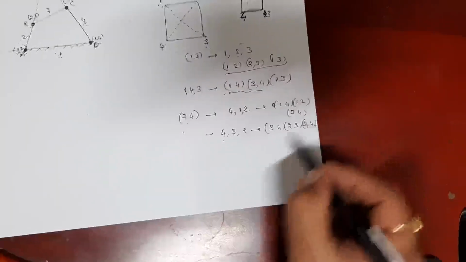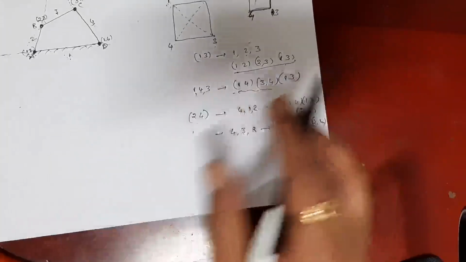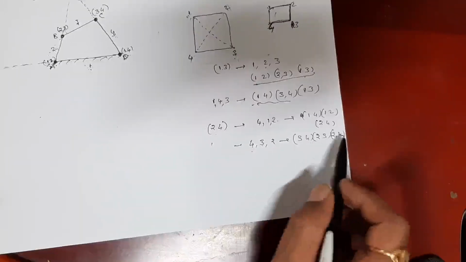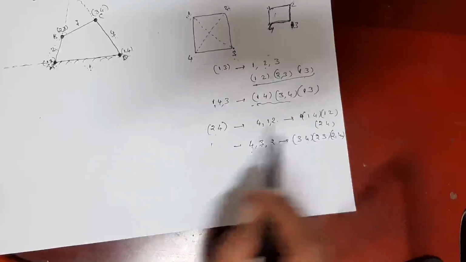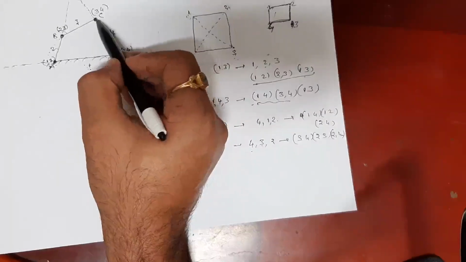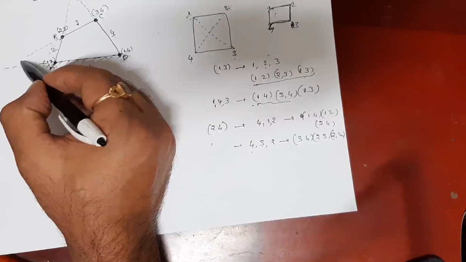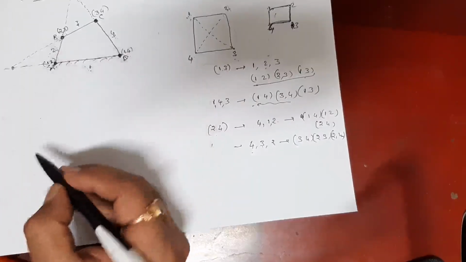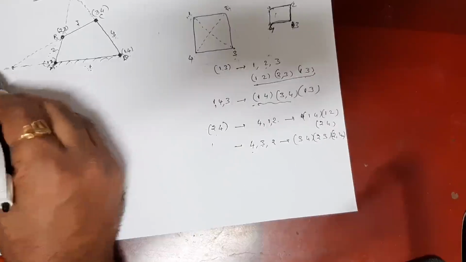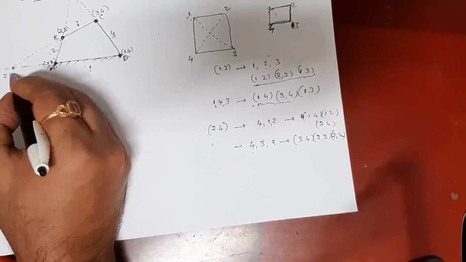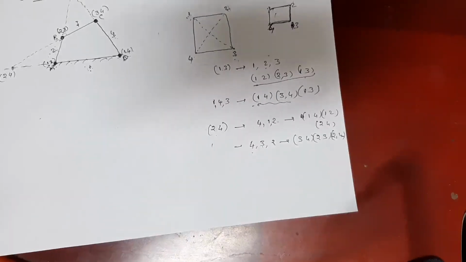We normally use ascending order. So these three lie on the same line: 3 4 and 2 3. We will extend this line. The intersection point of this line and this line will be the instantaneous center 2 4.